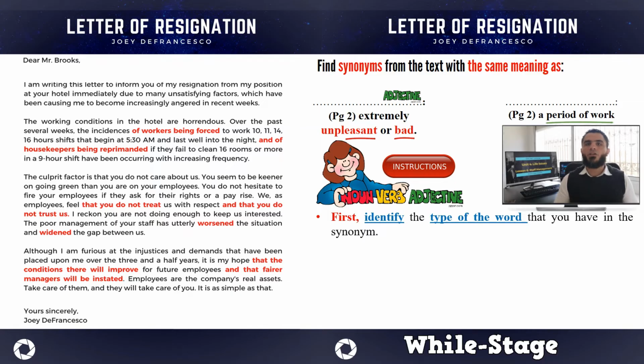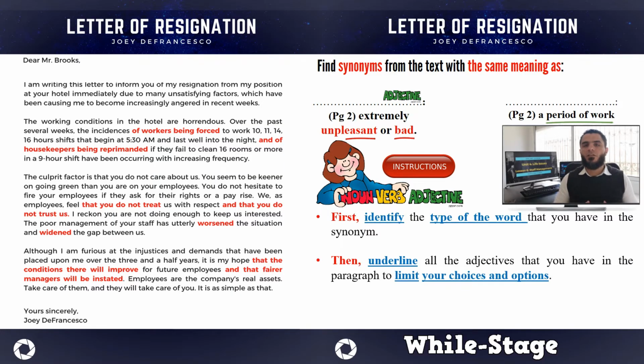Then, to limit your choices and options, I advise you to underline all the adjectives that you have in the paragraph. The adjectives that we have in this second paragraph are working, horrendous, increasing, and past. And it should be noted that the word we want the students to find in the text is completely new, a word that he has never learned or come across before.